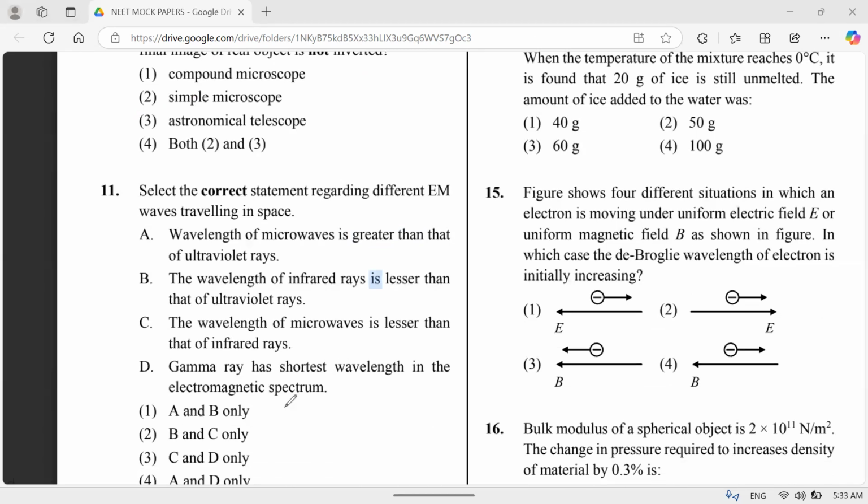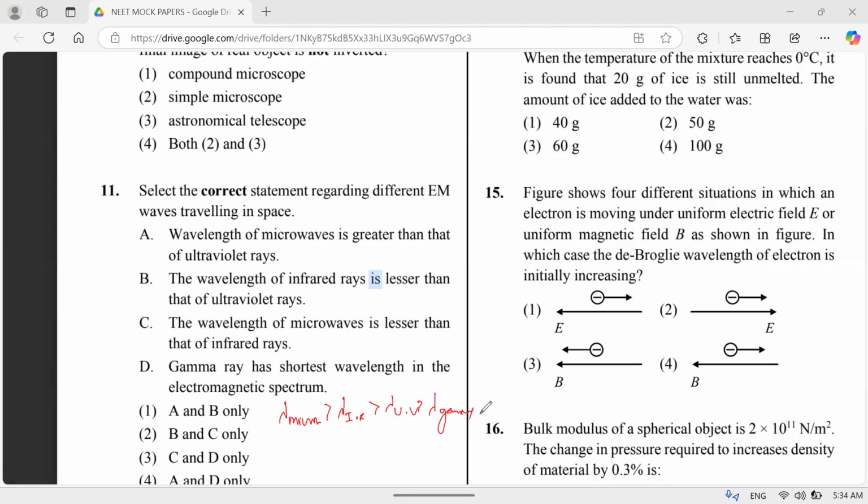Wavelength will always be in decreasing order for this one. Wavelength of microwave is greater than that of infrared, that is greater than that of ultraviolet, and that is greater than that of gamma rays. So if I write the wavelength in decreasing order, this is the value: microwave greater than infrared, infrared greater than ultraviolet, and ultraviolet greater than gamma rays.